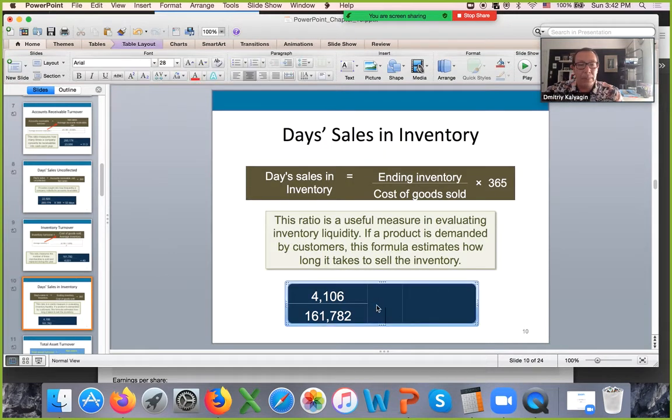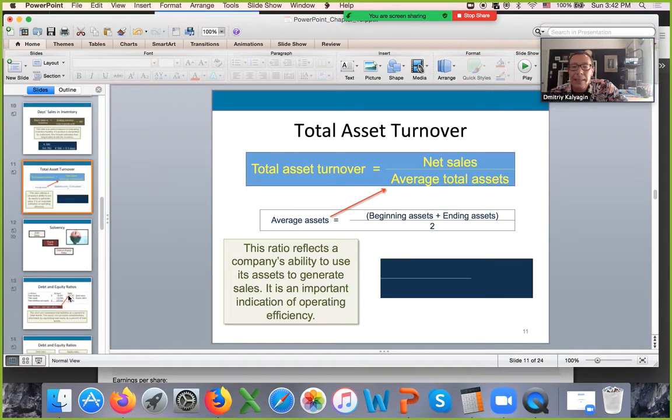And we're going to multiply it by 365 days. And when I calculate this, we are going to get 9.3 days only, right? It takes Apple only 9 days to replace its inventory, to completely sell out their inventory. Very efficient. The last ratio in this category is called total asset turnover. And guys, we're going to use net sales that we already looked at.